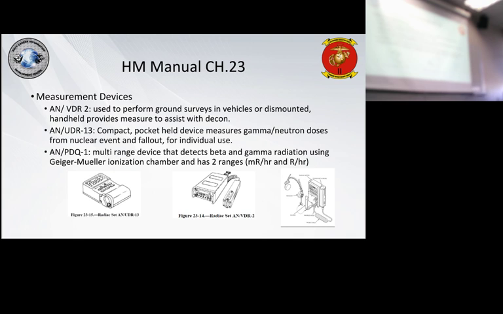These are your measurement devices. And I don't know if you can see the picture of what they look like. So the first one is used for ground surveys. The one that's the 13th is compact and pocket held. And then the one that actually has a different one, it's not the UDR, this one's the PDQ. This multi-range device detects the beta and gamma radiation using that ionization chamber in 2 ranges.